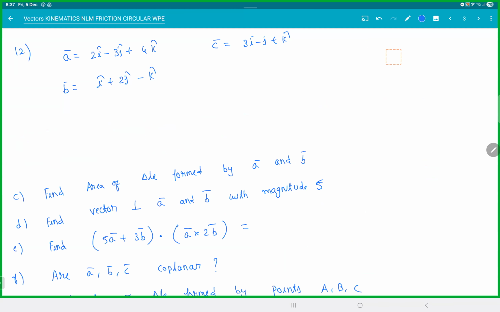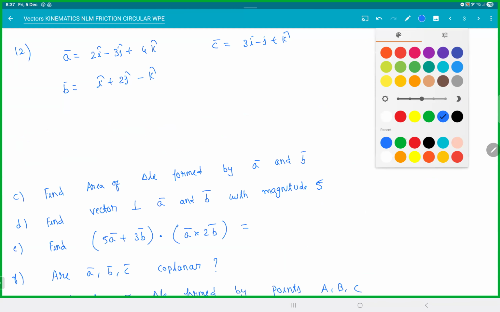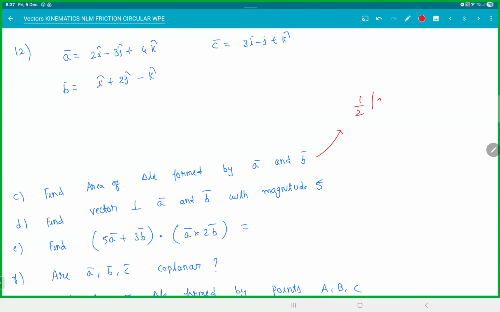What about this thing? Area of a triangle formed by A and B bar, half of mod A cross B bar. Area of a parallelogram, mod A cross B bar. What is a vector perpendicular to A bar and B bar and magnitude 5? The vector perpendicular to A bar and B bar is A cross B, unit vector, plus or minus, because it can be up or down. And you want magnitude 5, so into 5. Is that clear? So find a unit vector perpendicular to both A and B. The vector perpendicular to A and B is A cross B, plus or minus. So get a unit vector along A cross B and multiply with 5.